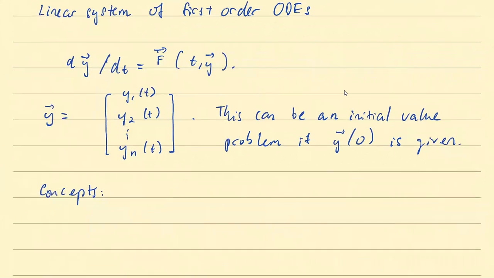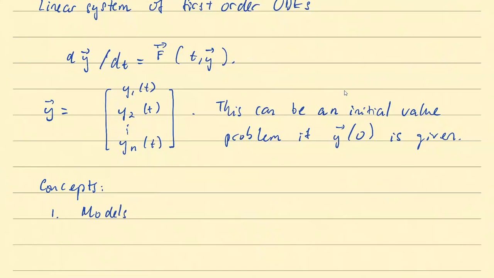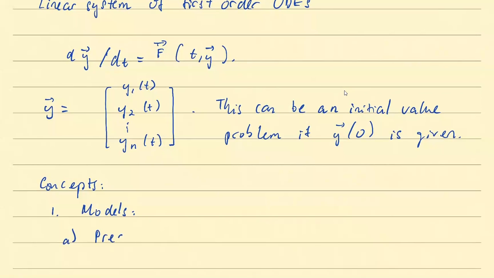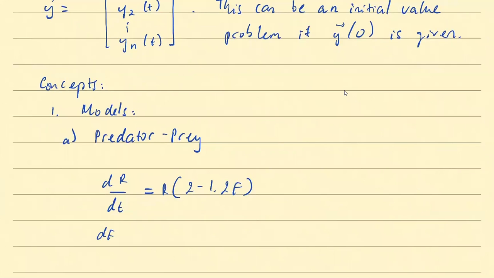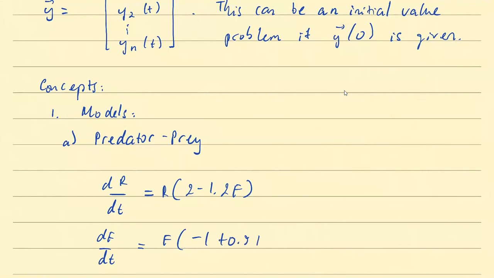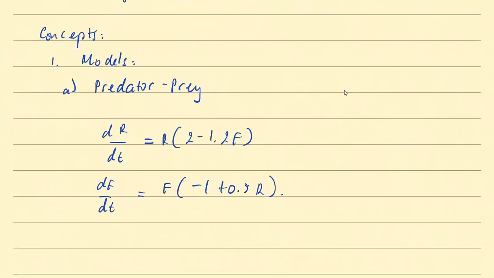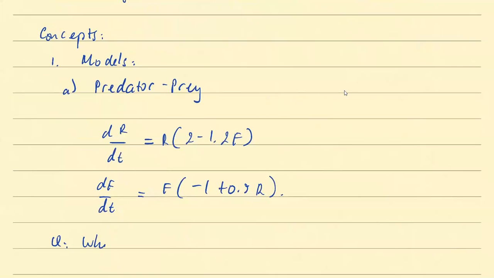The first is the idea of models. We talked about two models. One model is the predator-prey model, where you have dR/dt equal to R times (2 minus 1.2 F), for example, and then dF/dt is F times (minus 1 plus 0.9 R). And so here, of course, the question is why F is the predator and R the prey.